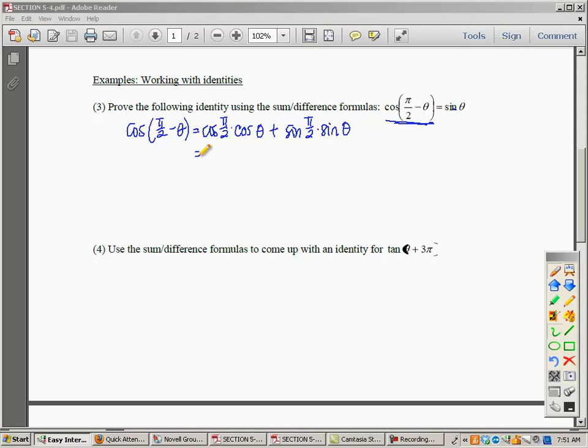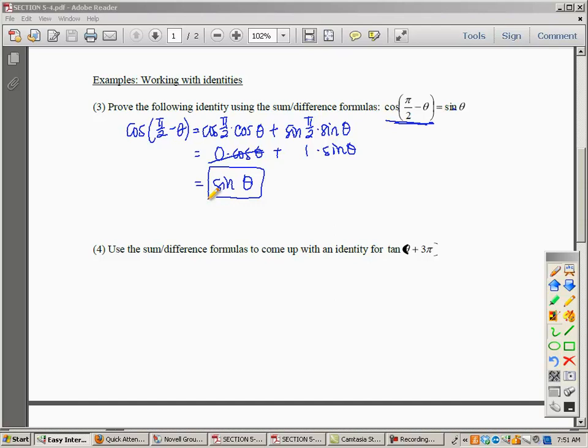All right, so let's take a look. The cosine at pi over 2 is 0. The sine at pi over 2 is 1. 0 times anything cancels. What do you get? The sine of your angle. And so that's why those cofunction identities actually do work. They come down to sum and difference formulas.